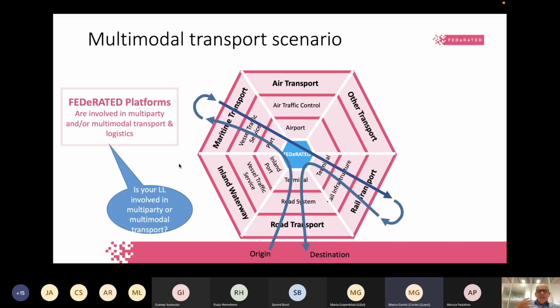So again, it's another question in order to narrow down what it is that your lab can do with other labs: are you involved in multi-party or multimodal transport? And if the answer is yes for one or yes for the other or both, that will help you understand what other living labs you may be able to interact with. So that is something to keep in mind. It's more of a question than an answer.